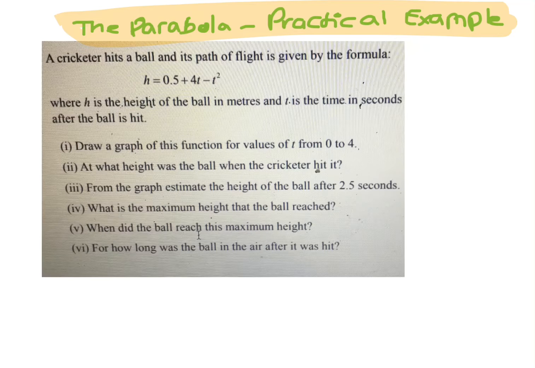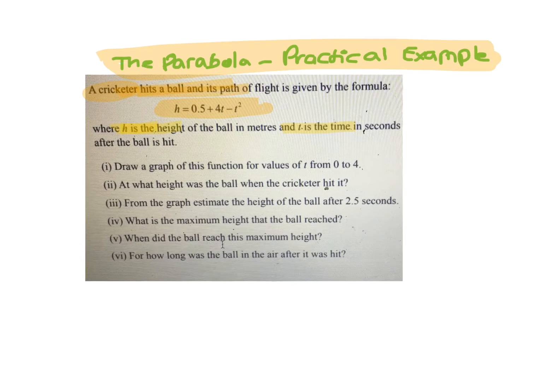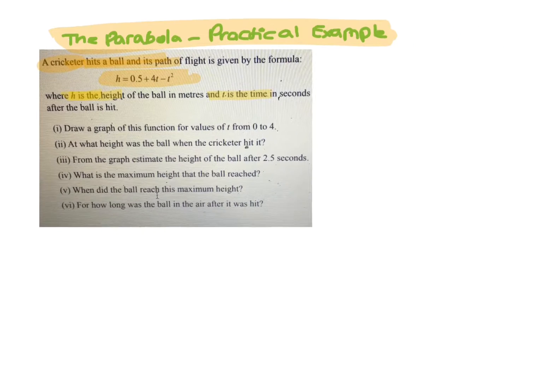So this one, just looking at a practical example for the parabola. Okay, so if we look at this here, there's our equation, h equals 0.5 plus 4t minus t squared. So a cricketer hits a ball and it flies through the air along that path. H is the height and t is the time. Draw a graph of the function of the time, and we're going to do 0 up to 4.